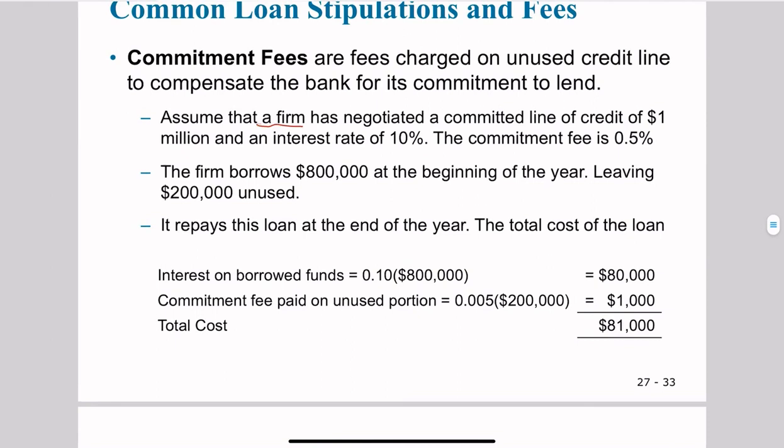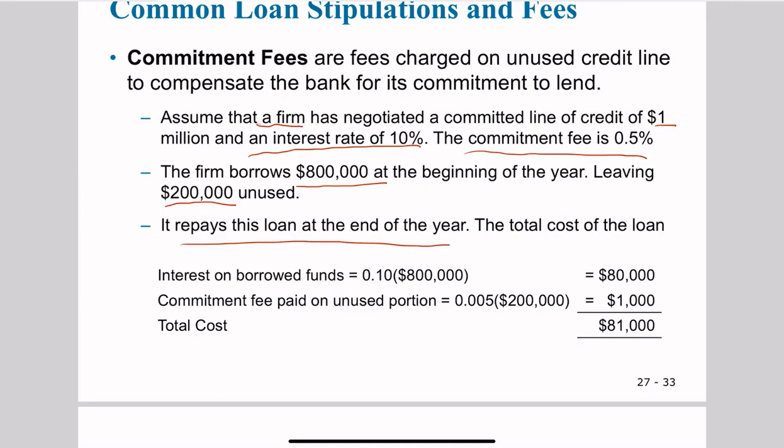So let's say there's a firm. This firm has negotiated a committed line of credit of $1 million, and the interest rate is 10%, and the commitment fee is 0.5%. So let's say the firm decides to borrow $800,000 at the beginning of the year, and then $200,000 are not used, and the firm decides to repay the loan at the end of the year.